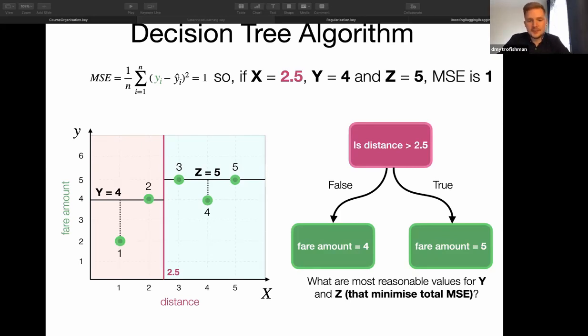So here what we are saying is, if we split this data set by 2.5 distance, meaning that if the distance is less than 2.5, we predict $4 price. If the distance is more than 2.5 kilometers, we predict $5 price, however high or small the distance is. This decision tree has MSE of 1. So this is the error metric, how much we are off the target, how much we mispredict. Does this make sense? Everybody?